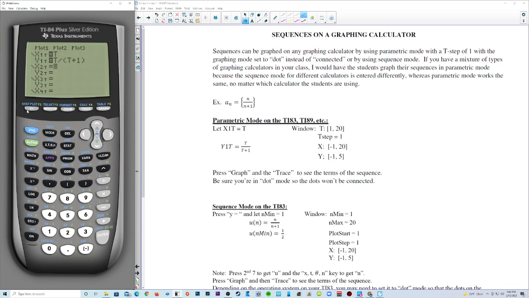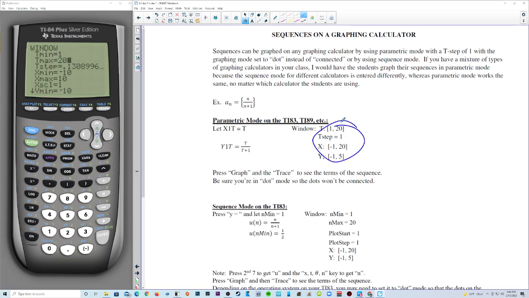All right, well, now let's look at the window. We're going to go from 1 to 20, and that's over here. We're following this over here. The step, instead of pi divided by 24, that's set up for trig. We're going to go by ones because we're plugging in 1 and then 2 and then 3 and then 4. And remember, it's the set of all positive integers. So now we have negative 1 to 20. And the y is negative 1 to 5.